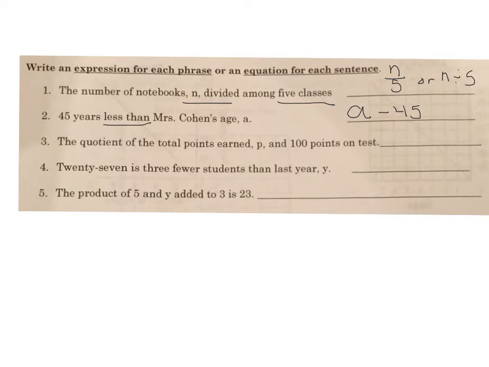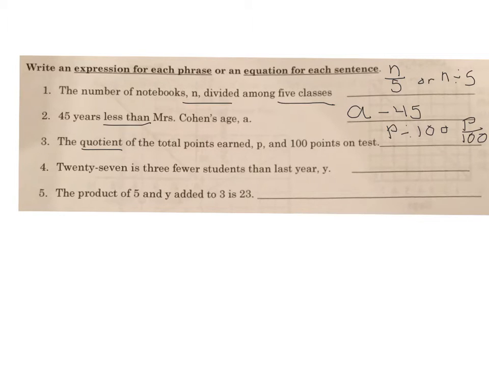Next, we have the quotient of the total points earned, P, and 100 points. So we have to remember that the word quotient means to divide. This is actually what we do on your tests, we do the points, P, divided by however many total points there are. Or you could write it as P over 100.